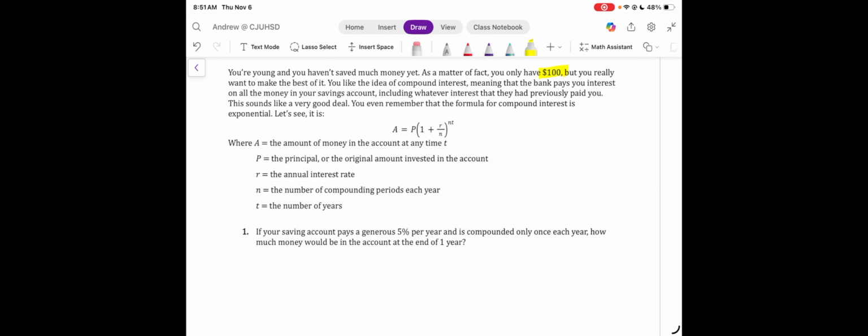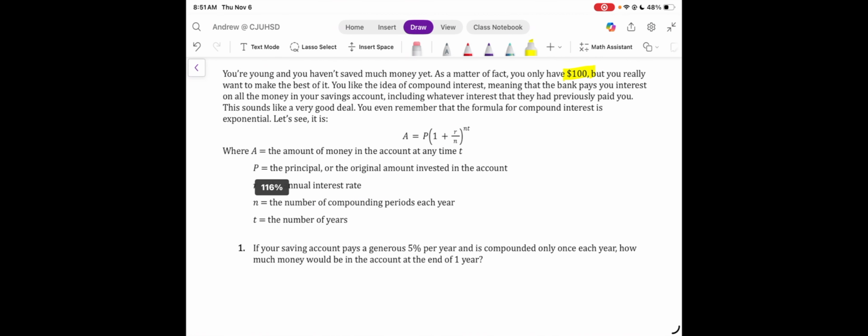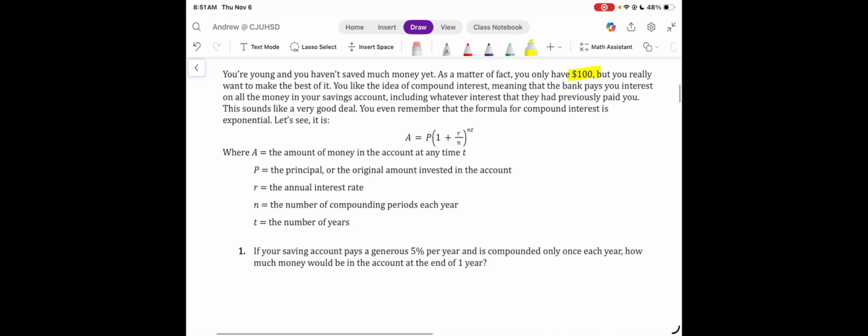You like the idea of compound interest, meaning that the bank pays you interest on all the money in your savings account, including whatever interest that they had previously paid you. This sounds like a very good deal. You even remember that the formula for compound interest is exponential. And here it is. This was actually introduced in Integrated 1 in Unit 2, I believe. And it lists what all of the parameters are here.